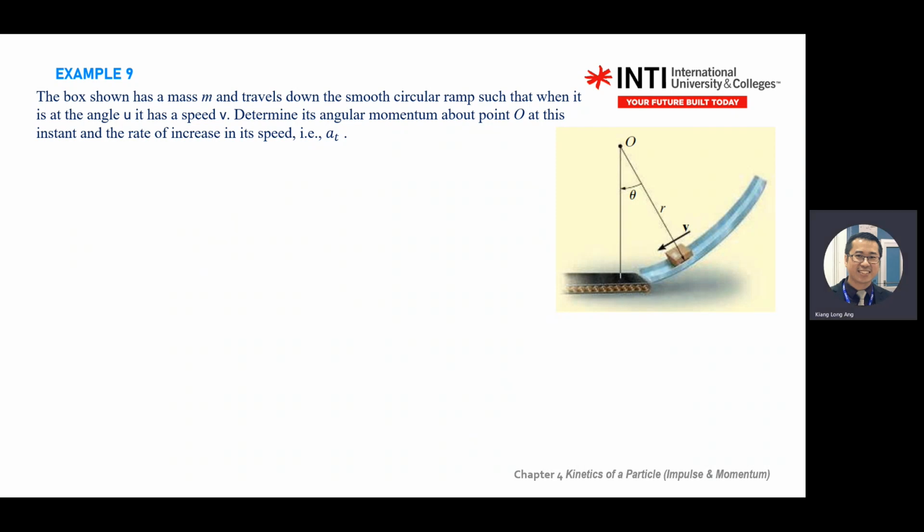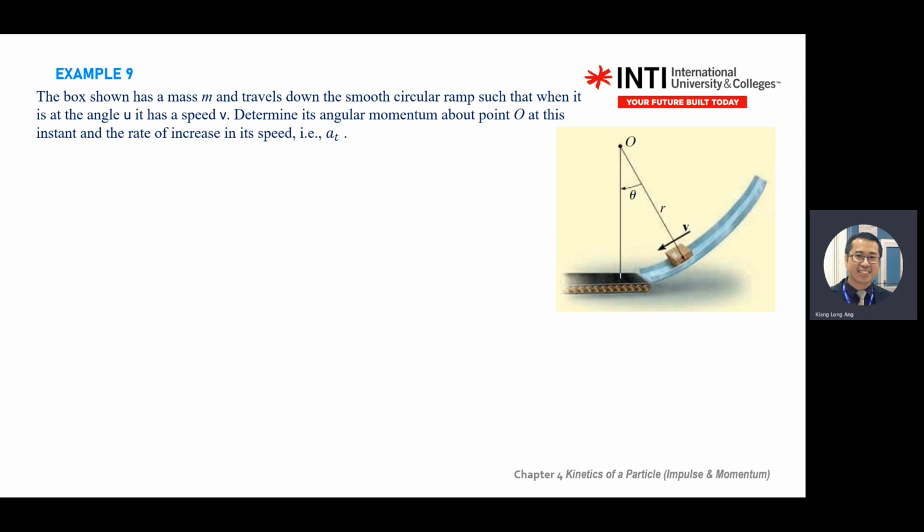Makes sense, right? Okay. Of course, if you want to calculate the friction, you also can, but friction is 0 here because it's smooth. Now, you're given angle theta, and there's a typo here. On the slide, you see U with a typo. Determine the angular momentum about point O at this instant and the rate of increase of its speed. What is the rate of increase in its speed? Acceleration. Okay, it is your a_t.